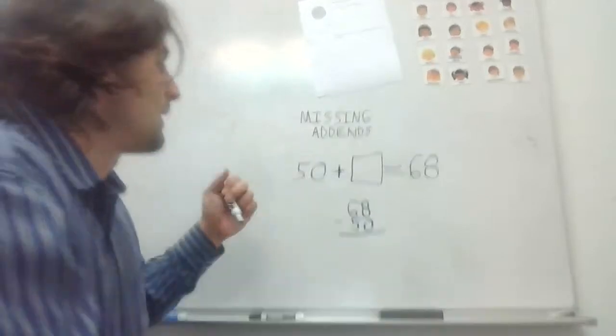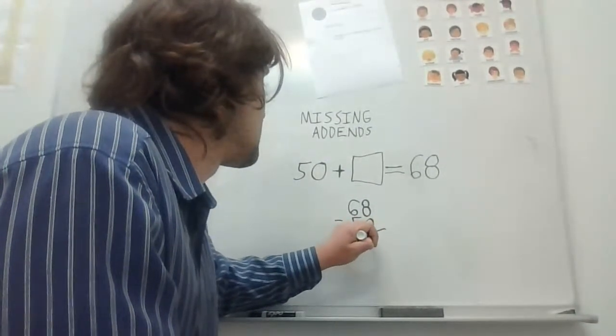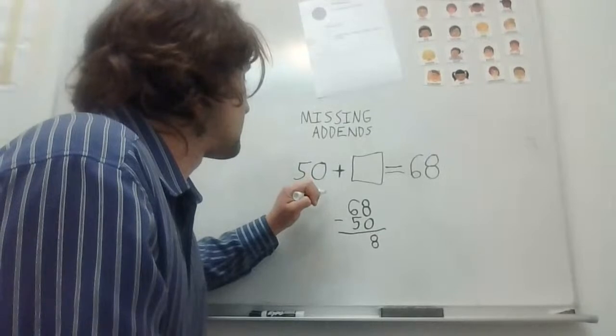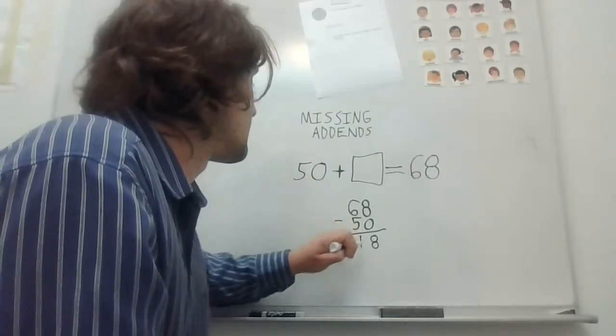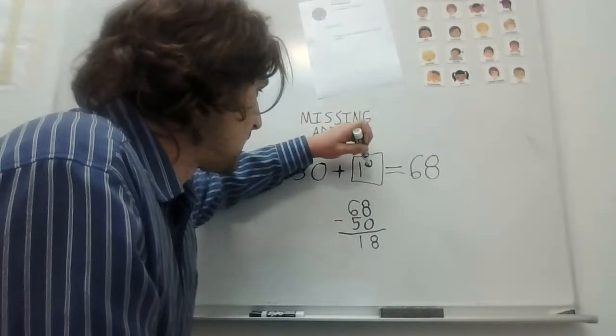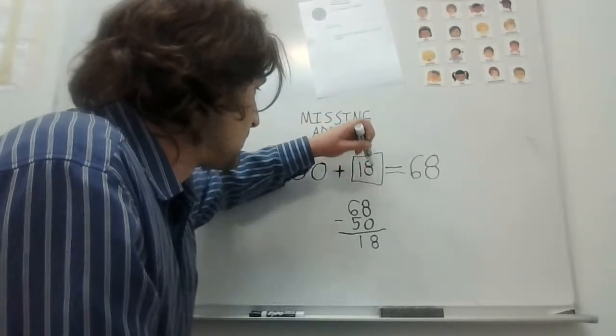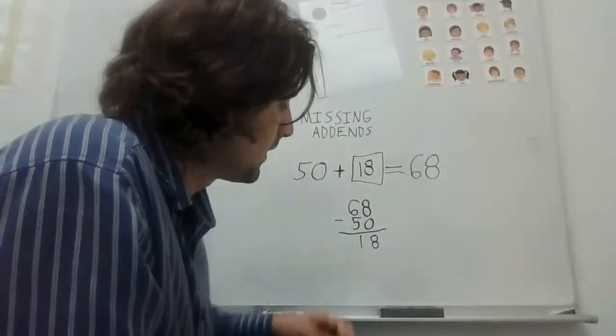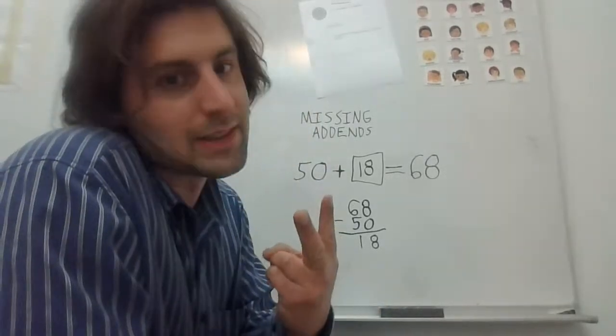All right, 8 minus 0 equals 8. 6 minus 5 equals 1. And the answer is 18. So that means the missing number is 18, because 50 plus 18 equals 68. All right, 2 more example problems left.